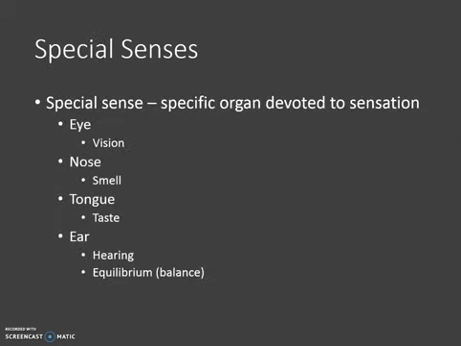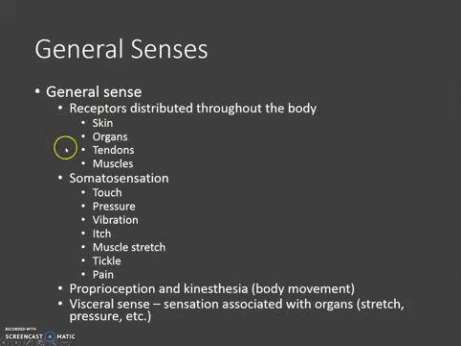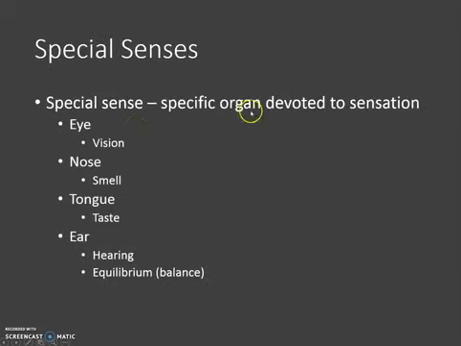The special senses have specific organs devoted to their sensation. So in the general senses, remember we said it's pretty much all over the body, in the skin, the organs, tendons, muscles, etc. But in the special senses, for example, the eye is a special structure that allows us to see. So it's involved in the special sense of vision. The nose is a specialized structure that allows for the sense of smell to be detected. The tongue allows us to detect taste, and the ear has sensory receptors for hearing and equilibrium, or what we can also call balance.